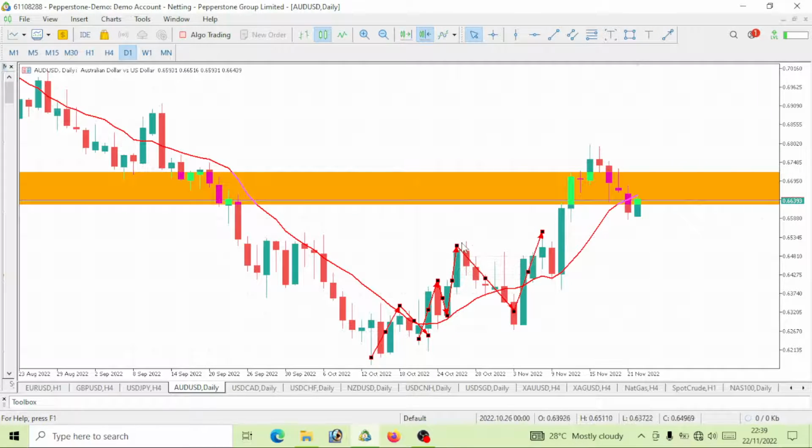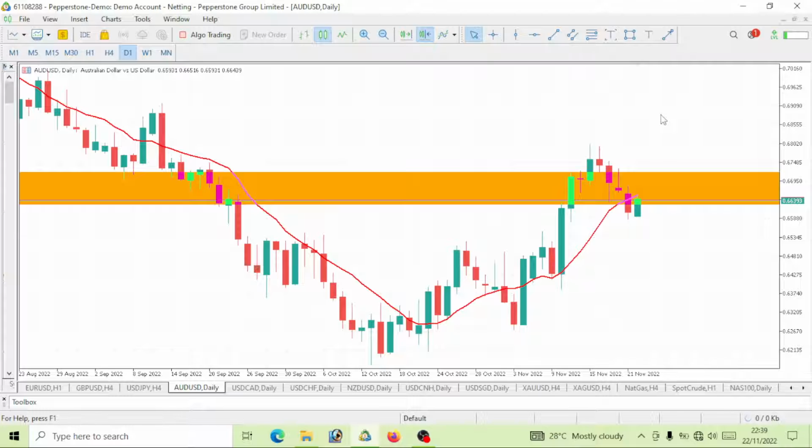New ice which broke this previous ice, no doubt. A correction, new ice has been made, of course. A correction needs to be made, and guess what? We've gotten a correction. So what do you expect next on AUD USD? Of course, we are expecting a bullish move.